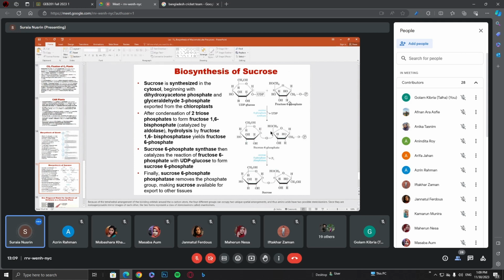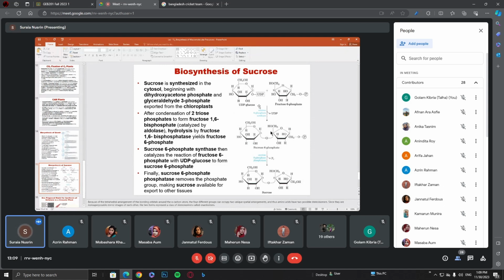At first we get fructose 1,6-bisphosphate, which undergoes hydrolysis by the enzyme fructose 1,6-bisphosphatase, which removes the phosphate group from carbon number 1, and we get fructose 6-phosphate. So this is one of the precursors in the biosynthesis of sucrose, and another one is glucose.